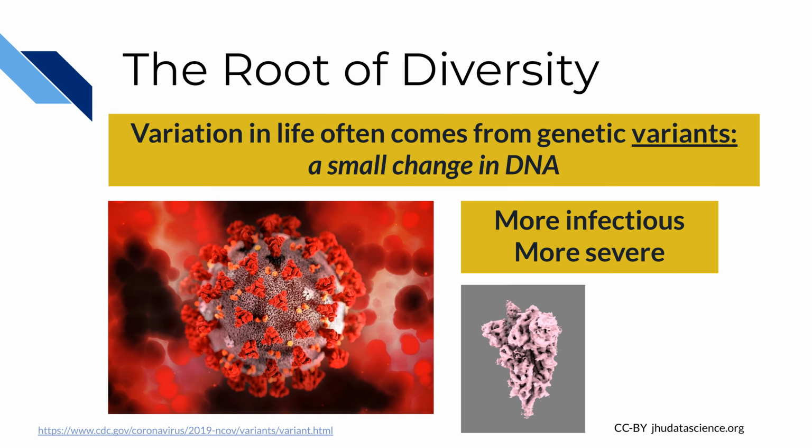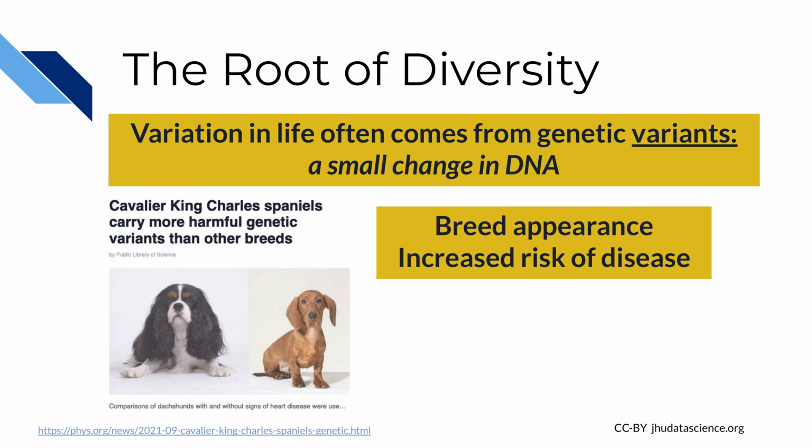In the case of Delta, some changes occurred in the genome where it codes for the spike protein. The spike protein is what allows coronavirus to invade human cells. Here are a few more examples. Cavalier King Charles Spaniels have many genetic differences from their breeding history that make them look different from other dogs.